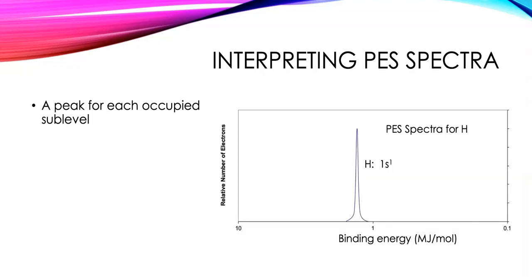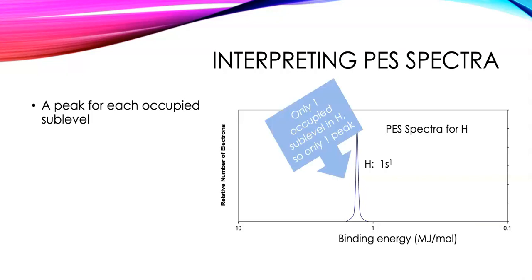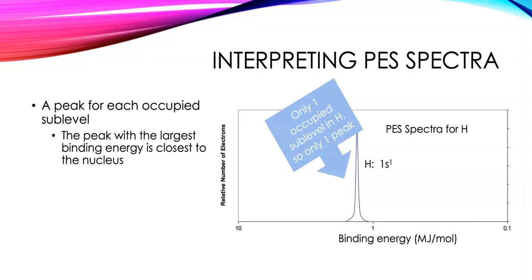So if we look at our PES spectrum for hydrogen, we see one peak because there's only one occupied sublevel in hydrogen. That one electron is in the 1s orbital, and we get one peak. In a given PES spectrum, whichever peak has the largest binding energy is going to be closest to the nucleus. So that's always going to be your 1s sublevel if it's a complete spectrum. So once you've identified the 1s sublevel, you can use the Aufbau filling sequence to identify the other peaks, because they're going to go in order of decreasing energy.